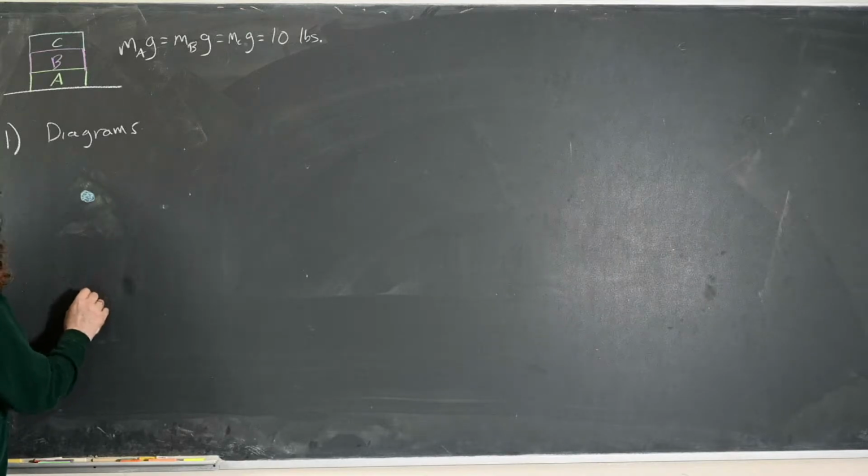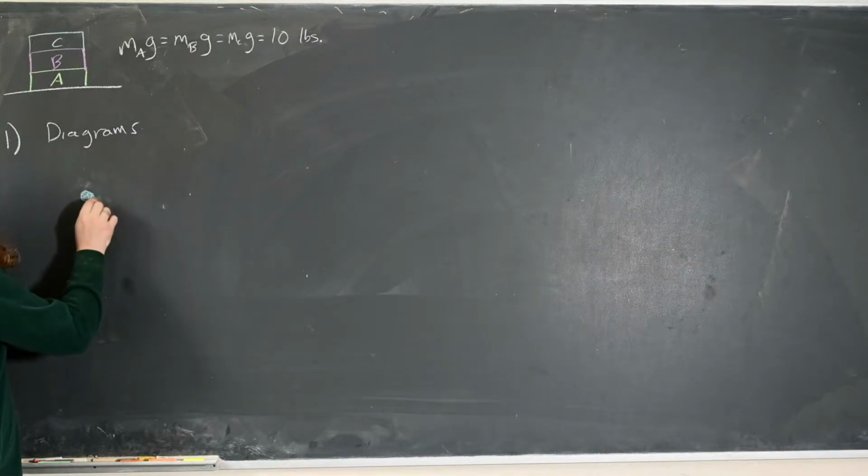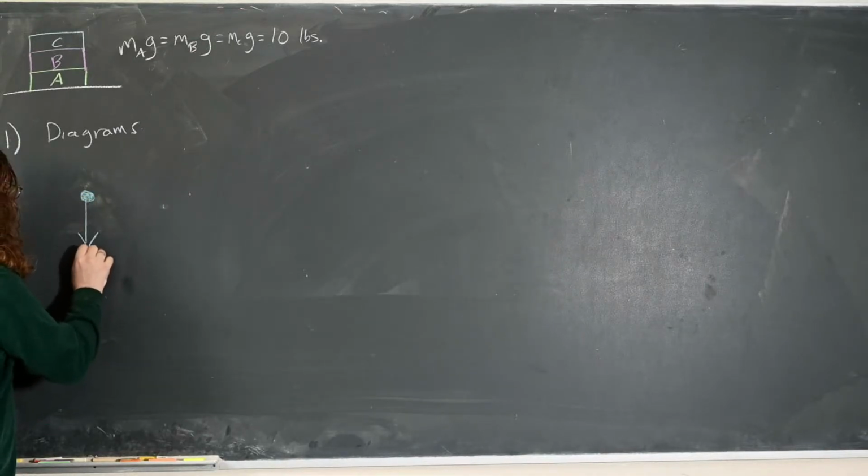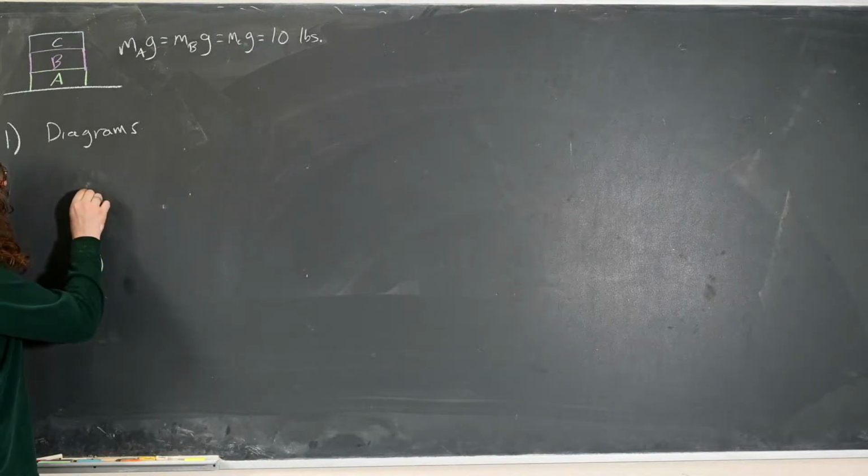So for book C, how shall I do this? I'll do it like this. For book C, its weight goes down, and there is a normal force pushing up from book B. Now I'm going to have lots and lots of different normal forces in this problem.